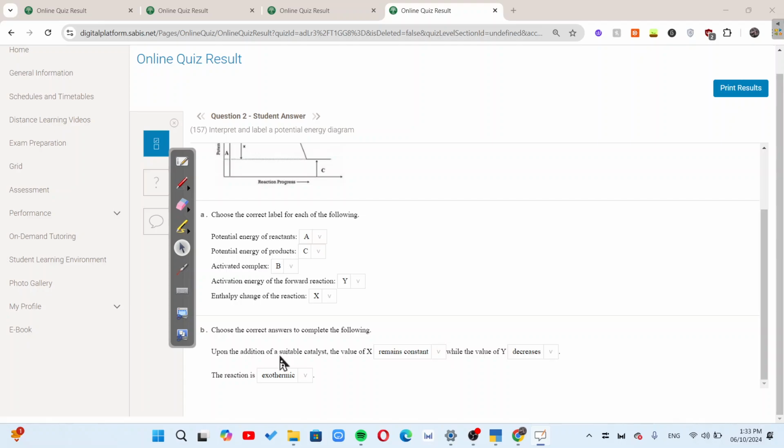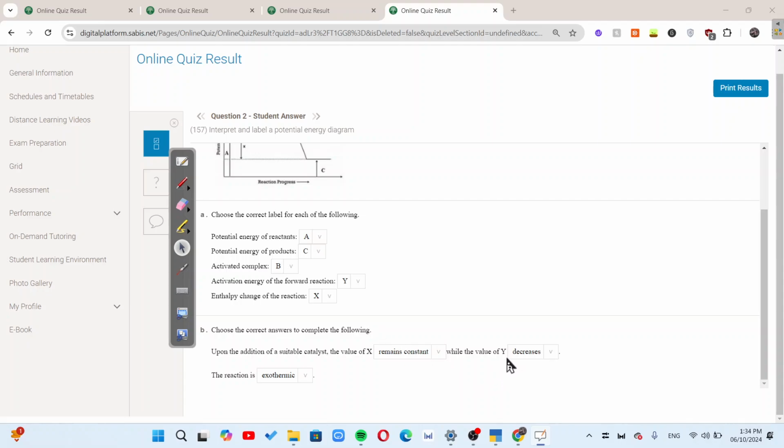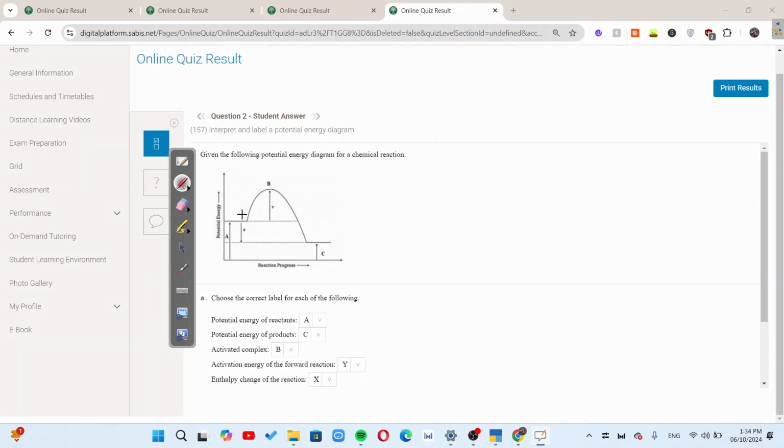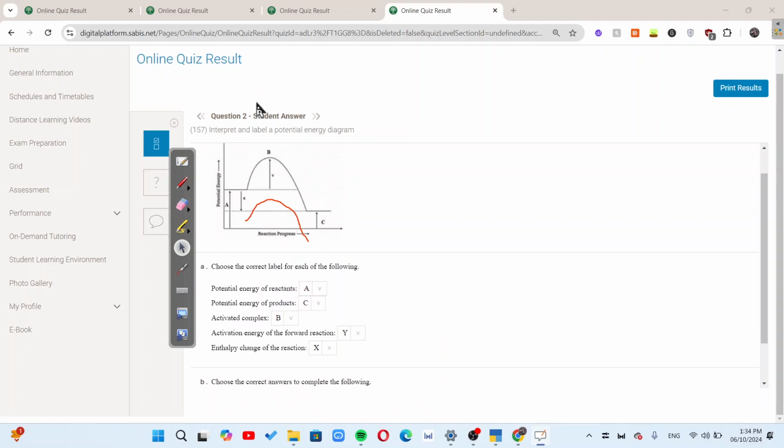Now let's see. When you add a suitable catalyst, the value of X remains constant. A catalyst won't affect the heat of the reactants and products, but it will provide you a lower activation energy. So instead of this being way up here, when you add a catalyst, this is what it's going to be. This is your activation energy. Whenever you have a lower activation energy, you need less energy to reach your activated complex, which is faster. That's what a catalyst will do. And the value of Y is going to decrease.